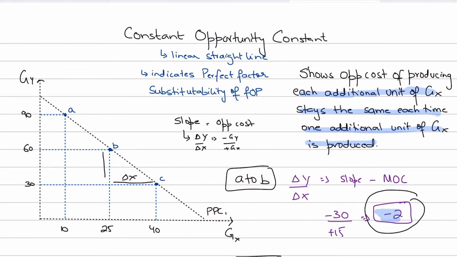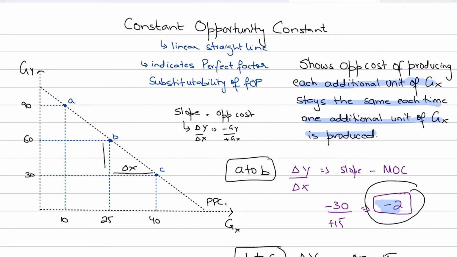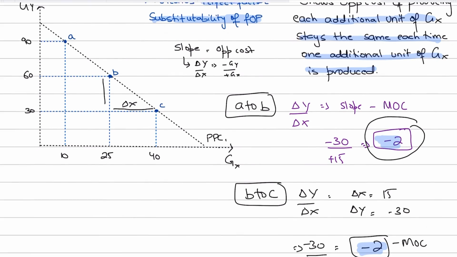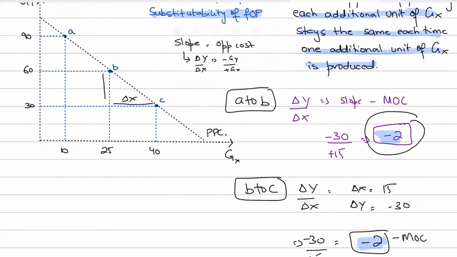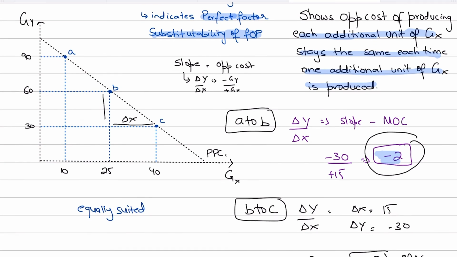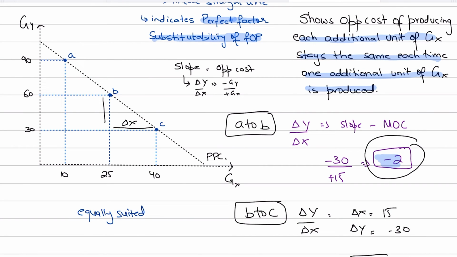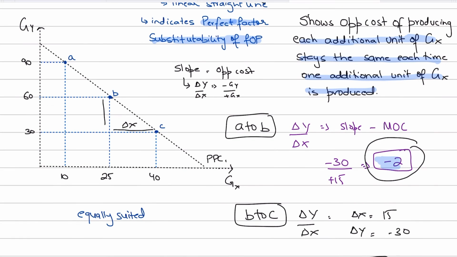So equal amounts of good y are foregone, and the reason why this happens is that there is perfect factor substitutability of resources and factors of production. It simply means, basically, guys, that your factors of production or your resources are equally suited, equally substitutable, to produce good Y as they are to produce good X, and as they are to produce good X as they are to produce good Y. So your factors of production and resources are equally suited to produce good X and good Y. So there's perfect factor substitutability.